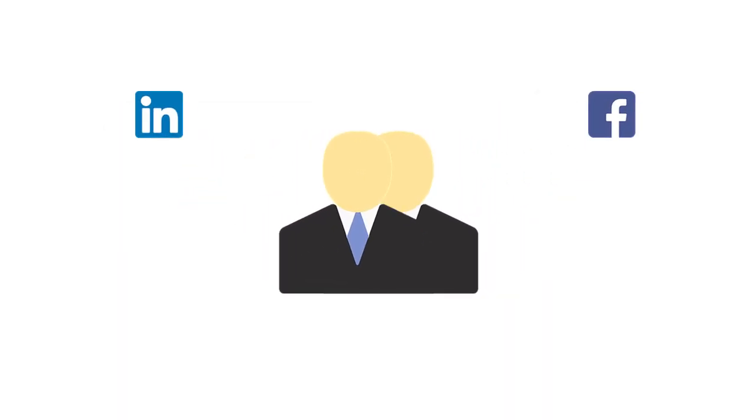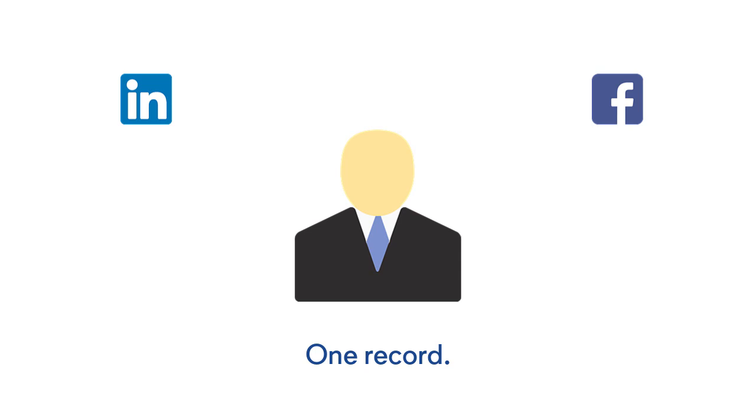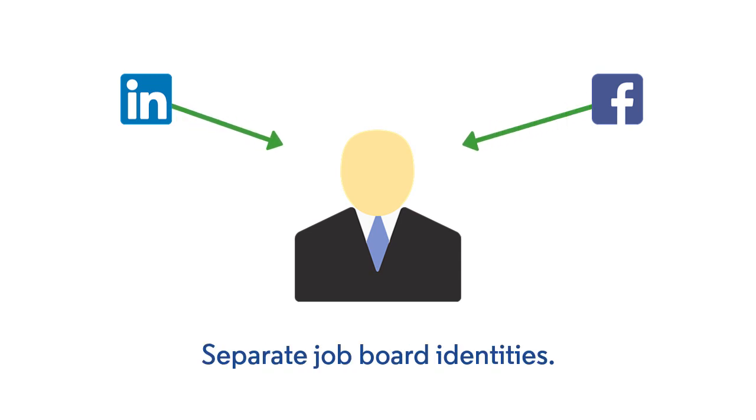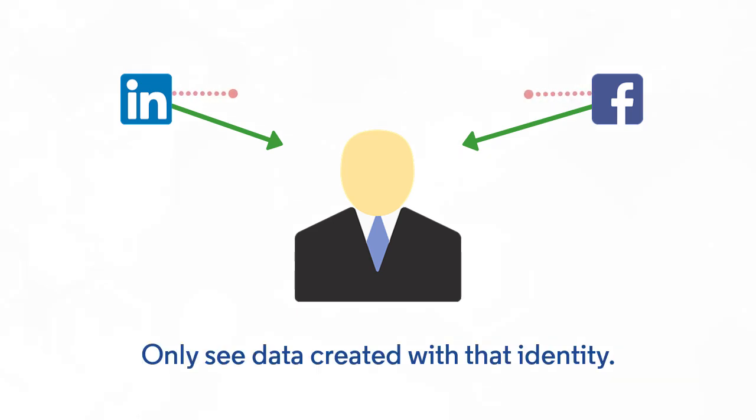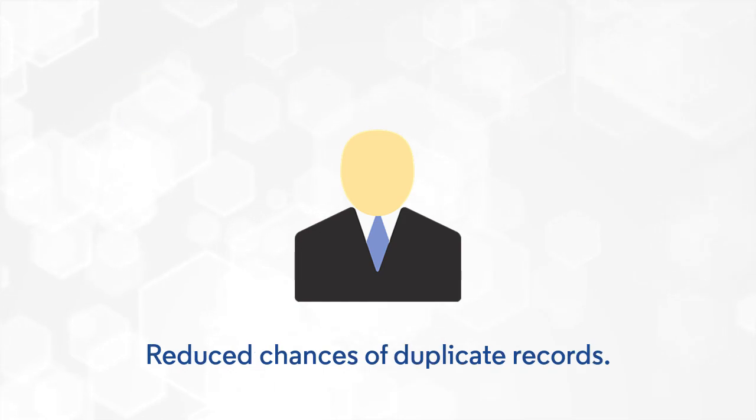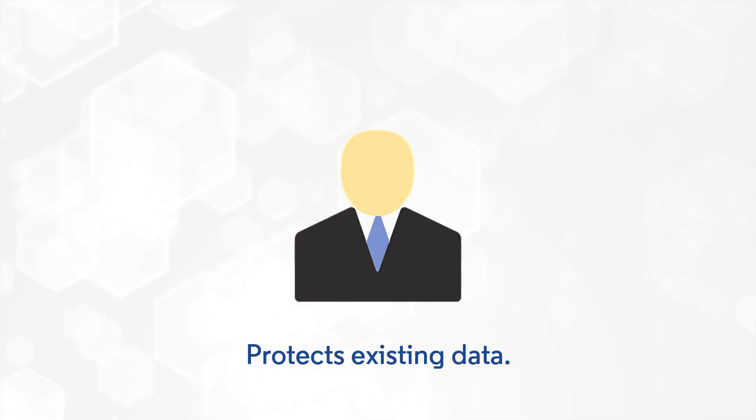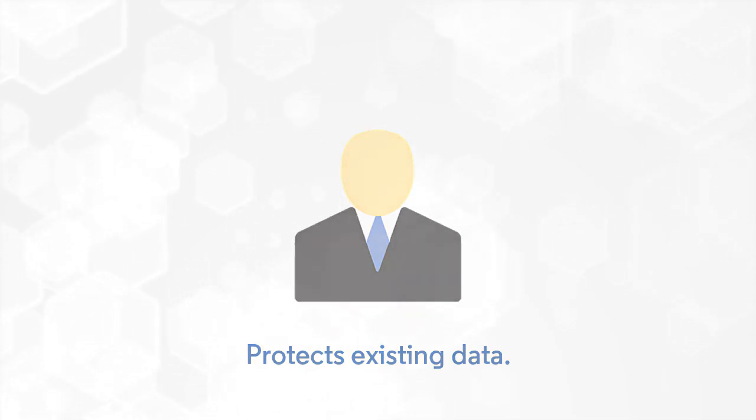Rather than having two name records for the two different logins, you'll have one record for that candidate in the system, and their independent logins will be treated as separate job board identities that can only see the data that was created while using that identity. This will greatly reduce the chances of duplicate records in your database, while also protecting the existing data from being seen by any visitor who doesn't use that record's login.